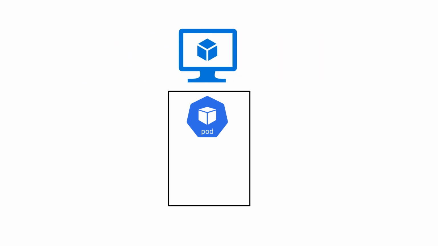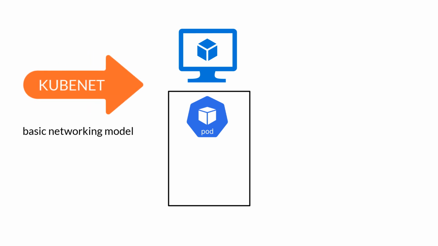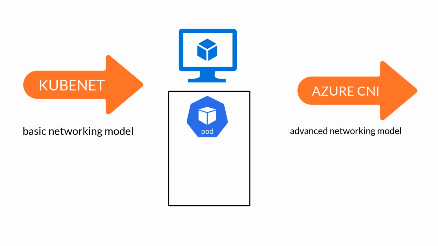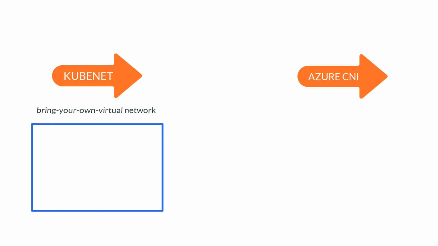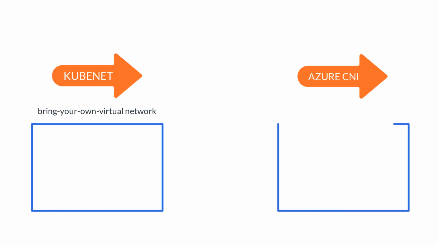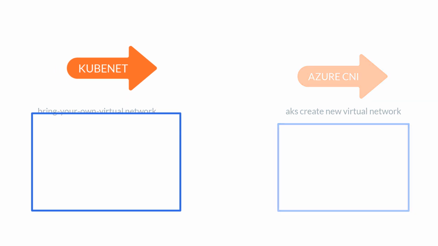Now, from a networking perspective, in AKS, these pods and nodes can be deployed in two different ways, and we'll break down each of them and demystify them. The two networking models we have are Kubenet, which is also called the basic networking model, or Azure CNI, which is the advanced networking model. In both Kubenet and the Azure CNI, you can bring your own virtual network, or you can let AKS create the virtual network for you. Let's start off with Kubenet.